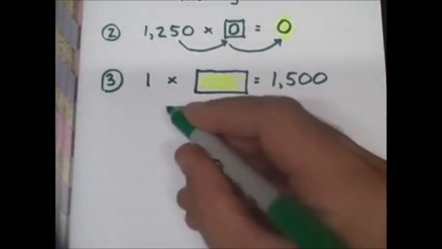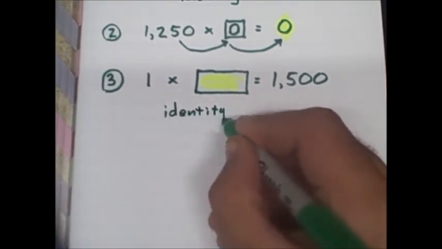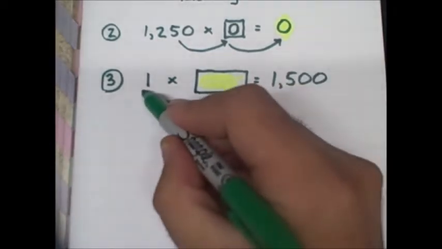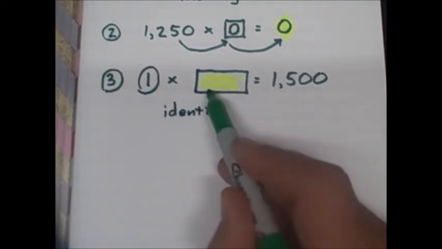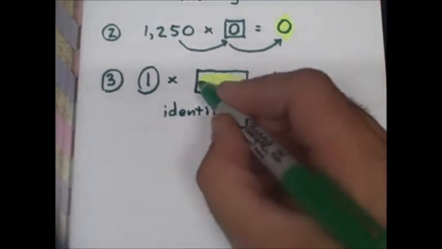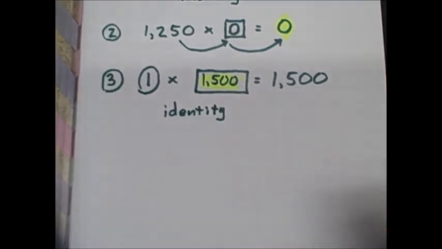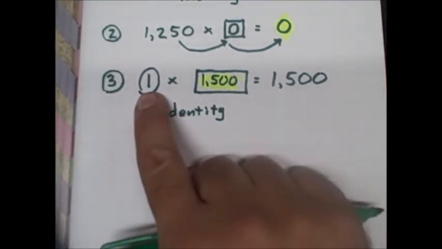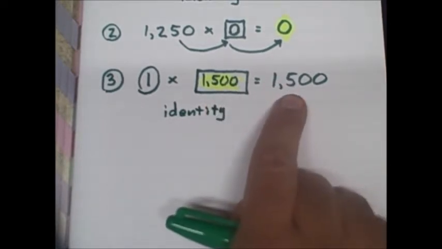Clearly, we remember that this is a great example of the identity property of multiplication, because we've identified one of our factors as being 1. So 1 times a number will give you a product of that number. So clearly the missing number would be 1,500, because this is like saying I have one group and there's 1,500 in that group. So my total would be 1,500.